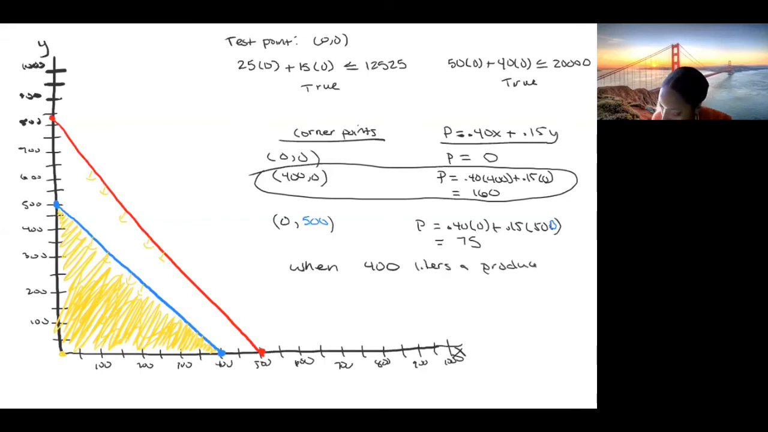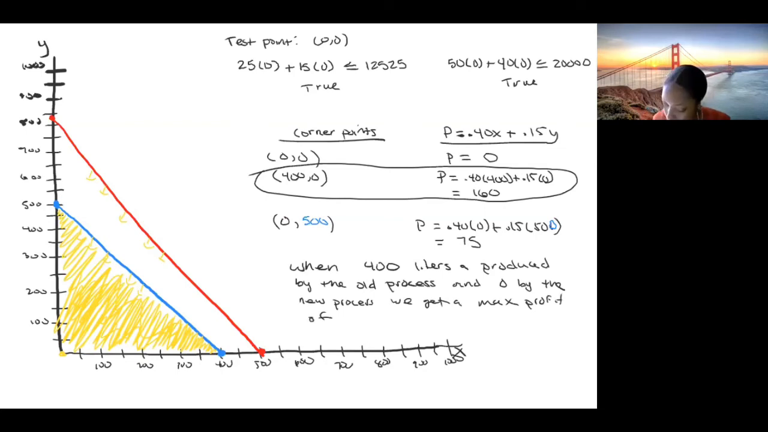So when 400 is produced by the old process and 0 by the new process, we get a maximum profit of $160. So 160 is the maximum profit, and (40, 0) tells us the number of liters produced by each method to maximize.